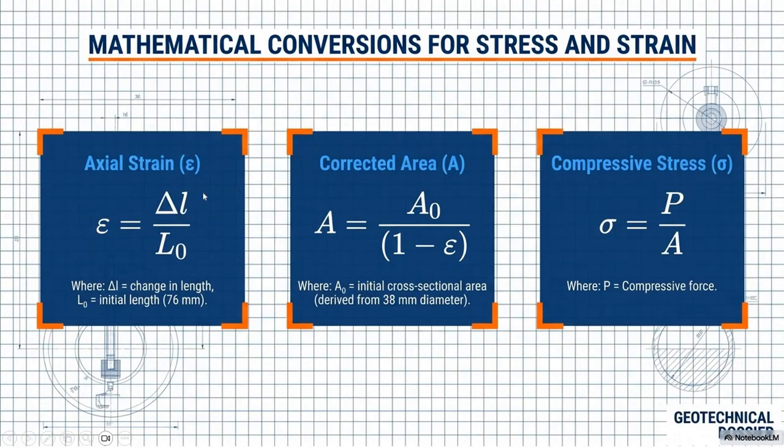Now the student can measure the change in length, and the original length, which was about 76 millimeters, is said to be the initial length, and from this you can find the axial strain. Axial strain is ΔL by L0, and if you want the corrected area, A is equal to A0 by 1 minus epsilon.